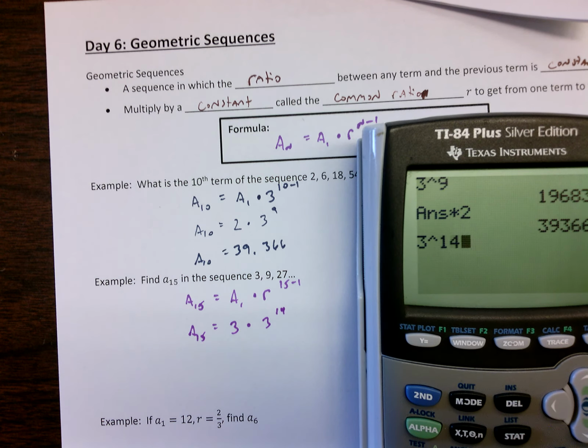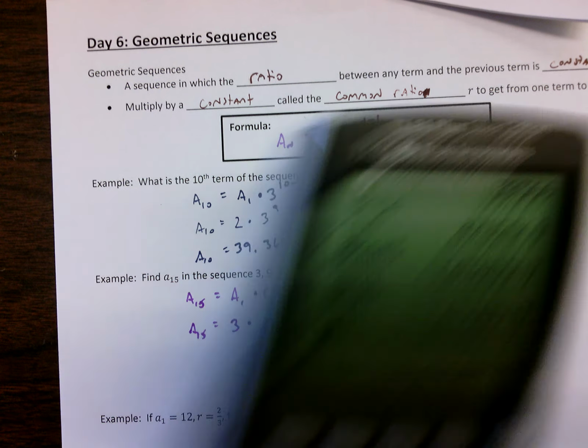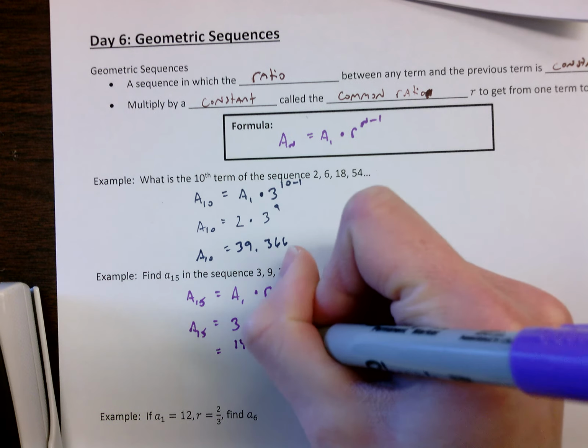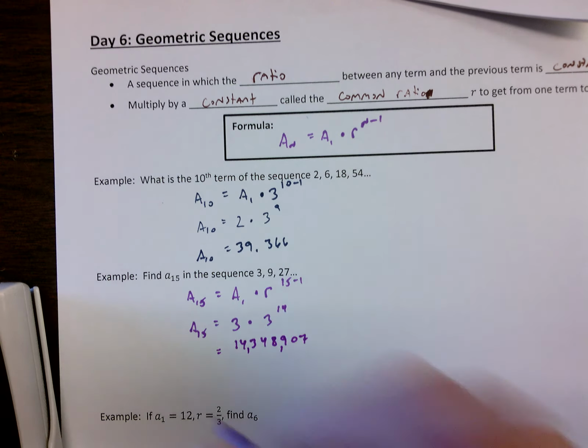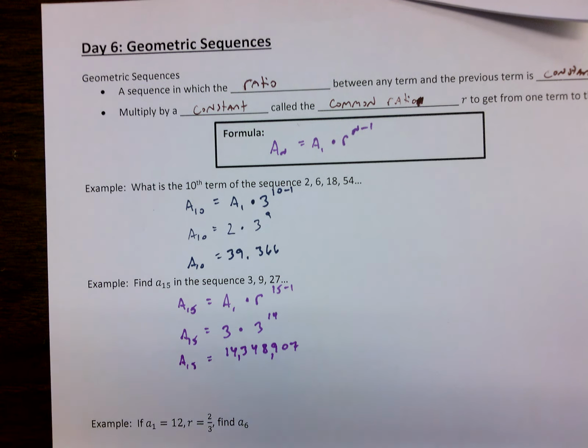So 3 to the 14th power times 3. You could have also just done 3 to the 15th power, right? Because if you have 14 threes, you multiply by another 3, that's 15 threes, right? And it works out to this very large number. So about 14 million. So hopefully you're already noticing, and this should make sense, geometric sequences get bigger way faster than arithmetic ones do. Okay, so they are definitely growing much bigger.